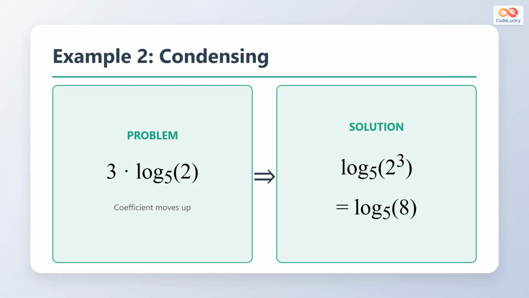We can also use this rule in reverse to condense expressions. If we have 3 times log base 5 of 2, we can move the coefficient 3 up to become an exponent. This gives us log base 5 of 2 cubed, which simplifies to log base 5 of 8.